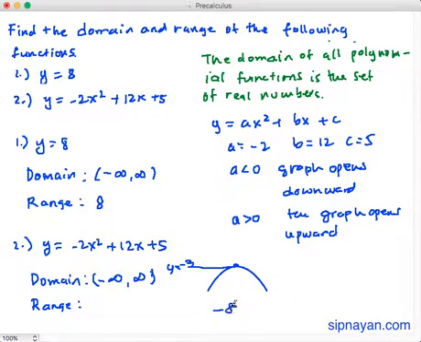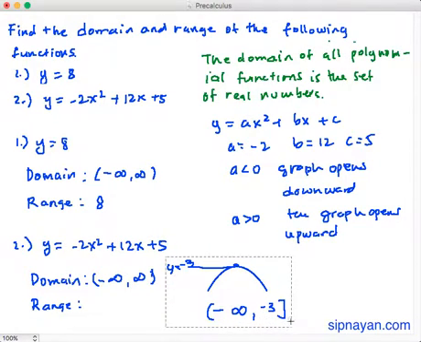So, from negative infinity up to negative 3. Yun lang yung range mo, kasi hindi ka naman lalagpas doon. So, dito a is less than 0. Therefore, we will look for the maximum. A is less than 0, the graph opens downward. Therefore, we are looking for the maximum. Paano natin kukunin yung maximum? Dapat alam natin yung vertex.